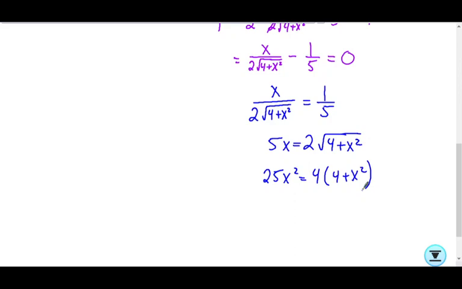Then subtract the 4x squared. You're going to get 21x squared equals 16. Divide both sides by 21, which means you get x equals plus or minus 4 over the square root of 21. Okay? Now, we don't have to worry about the negative one because we can't have a negative distance. So we just deal with the positive one. So now, that is one of our critical points.